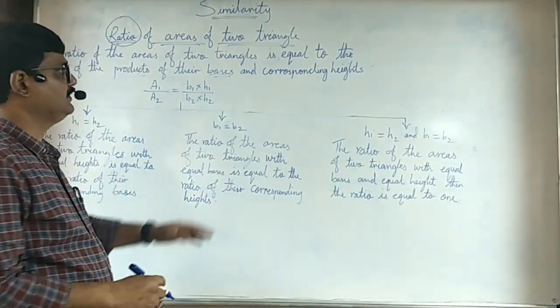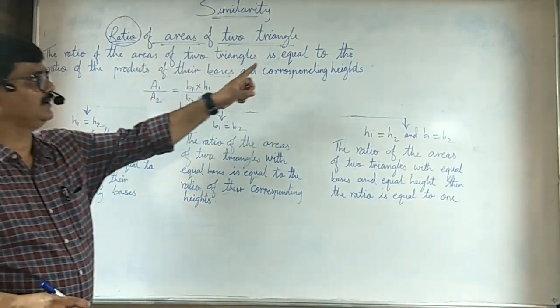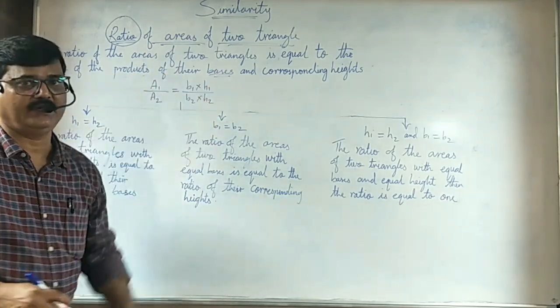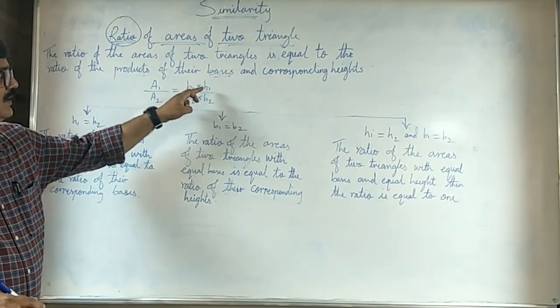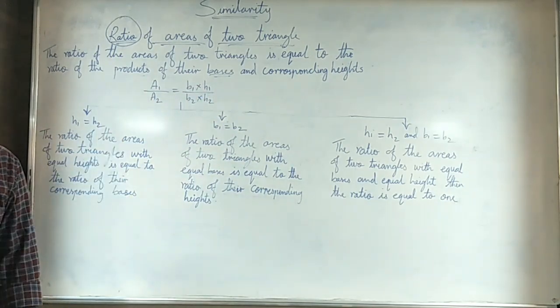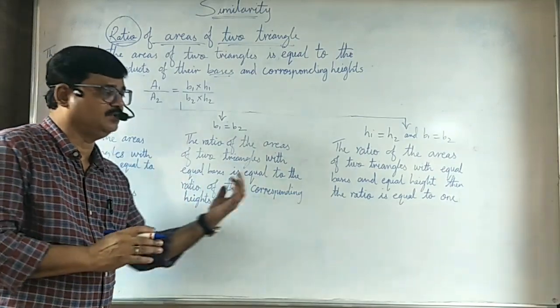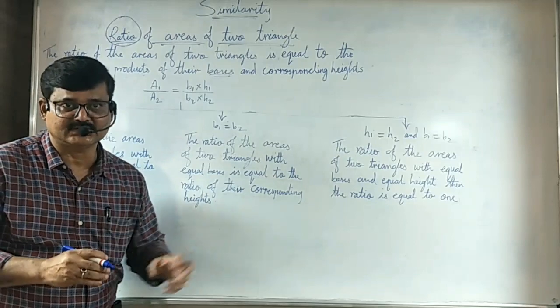Now we have done the first property, that the ratio of the areas of two triangles is equal to the ratio of the product of their bases and corresponding heights. So from that we got A1 upon A2 is equal to B1 into H1 upon B2 into H2. Now from this you can get two more properties. There are some conditions coming up like that.